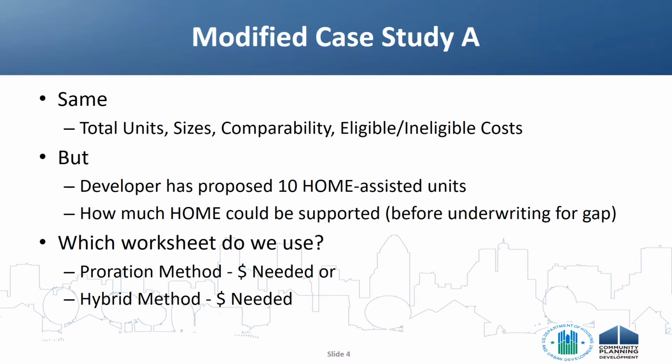As we get ready to demonstrate the spreadsheets, we're going to modify case study A from the last tutorial just a little bit. The project's total unit count, sizes, comparability, total cost, and ineligible cost are all the same. But instead of starting from a proposed home investment and determining how many units must be designated, the developer has proposed to assign 10 units as home assisted and wants to know, prior to the underwriting gap analysis, how much home could potentially be awarded based on those. We're going to see how the spreadsheets help us determine whether the unit designations are exactly or roughly proportional, which helps us figure out which sheet to use.